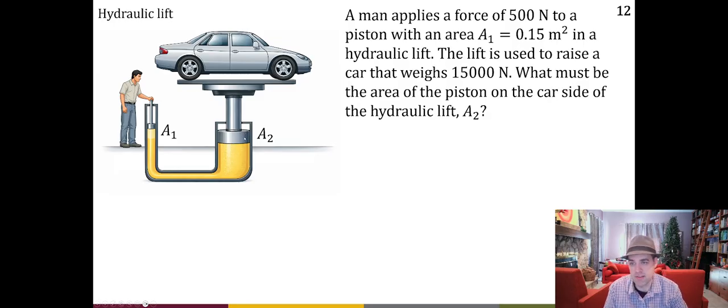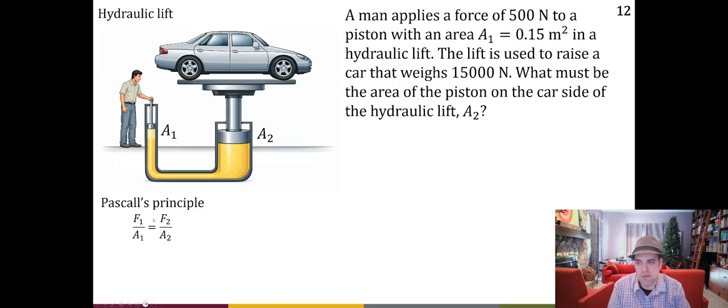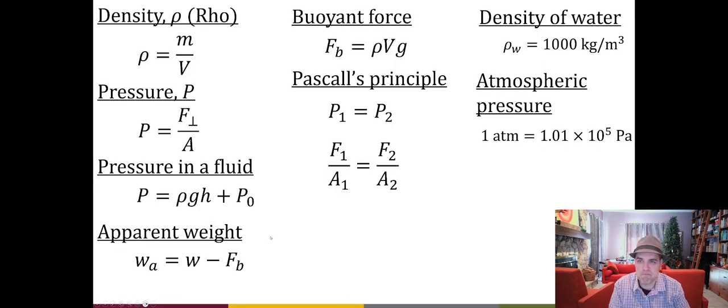Well, we can just use Pascal's principle. F1 over A1 equals F2 over A2. We know that he applies a force of 500 newtons over an area of 0.15 meters squared. And we want to at least lift the car with a force of 15,000 newtons. What area must this be in order to accomplish that? Well, we can just plug in our numbers and solve for A2, and we arrive at a value of 4.5 meters squared.